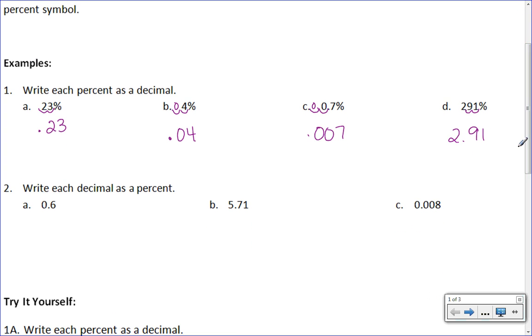Alright, now to go the other direction, to write each decimal as a percent, we'll move the decimal point the other way. So for this first one, we'll move it 2 places to the right. 1, add a 0, 2. So that's 60%. Again, 2 decimal places to the right. 1, 2. So that's 571%. And again, a number bigger than 1 gave us a percent bigger than 100%. And move 2 places to the right here. 1, 2. We have 0.8%.